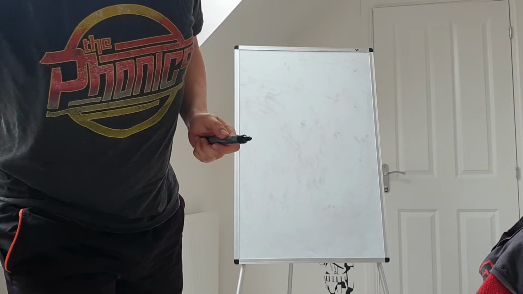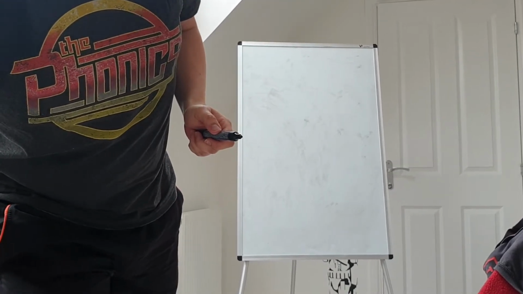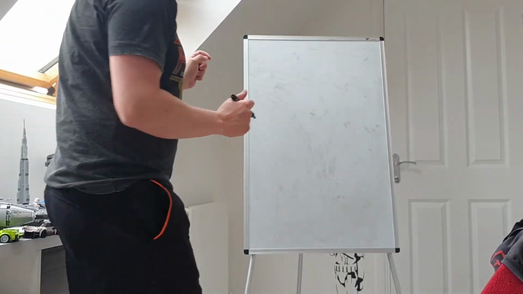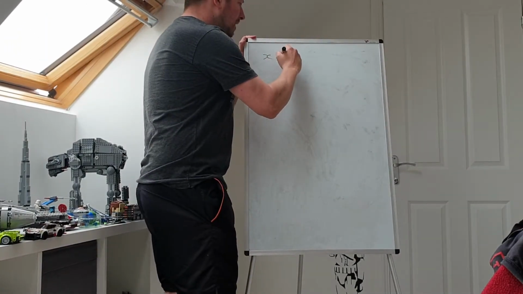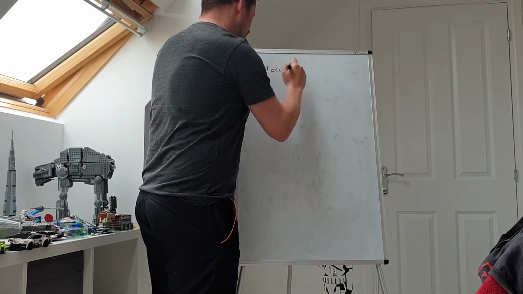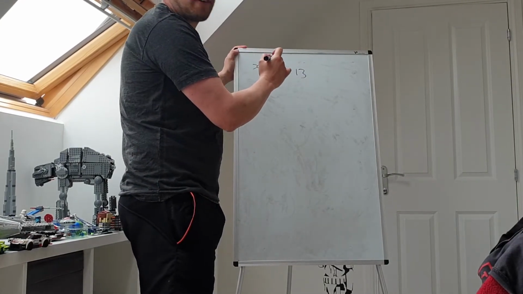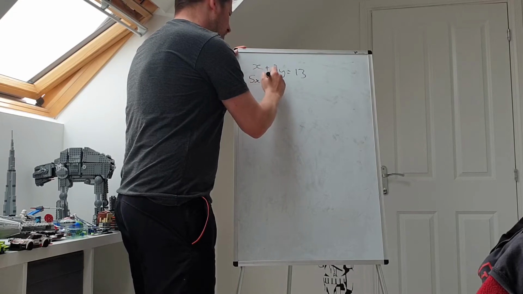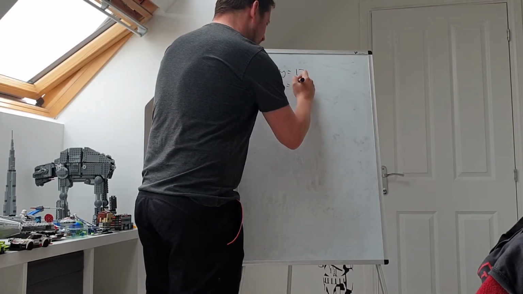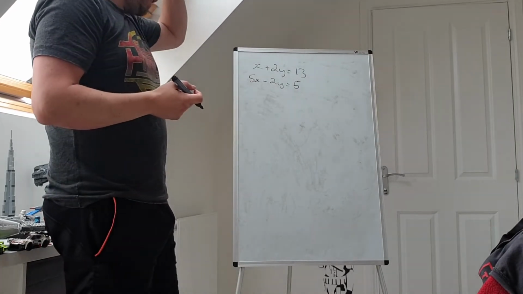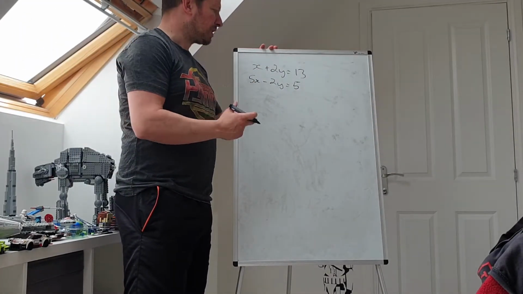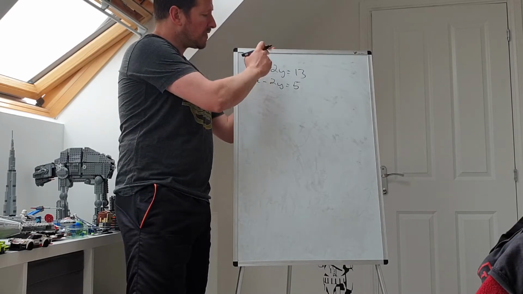Okay, so the next one, if we have a quick look at it, is going to be to solve x plus 2y equals 13 and 5x minus 2y equals 5. Now again, what we've got here is we've got the y's which are already the same. So this is a relatively straightforward example, but this one is a plus 2y and this one is a minus 2y.